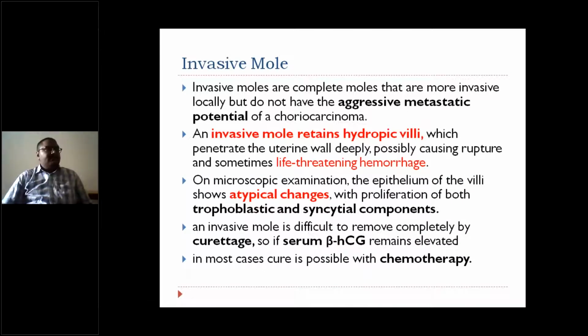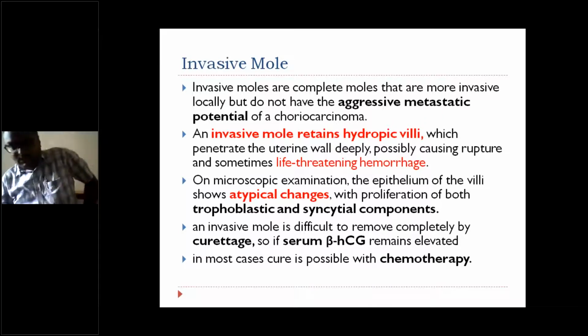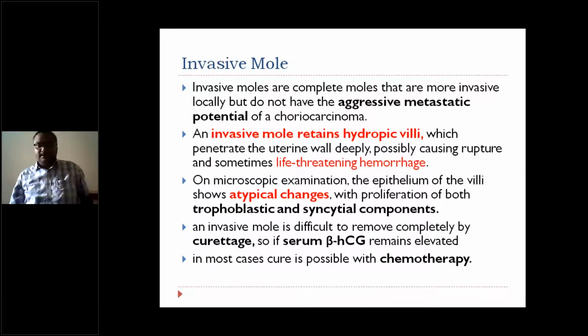So why are we saying invasive? Because the molar pregnancy which was there before has gone beyond the endometrium into the myometrium, sometimes even beyond it. That's why we are saying it is an invasive mole. It's locally invading, but it does not have an aggressive metastatic potential like that of a malignant molar pregnancy, which is called choriocarcinoma. So malignant gestational trophoblastic disease is the choriocarcinoma.